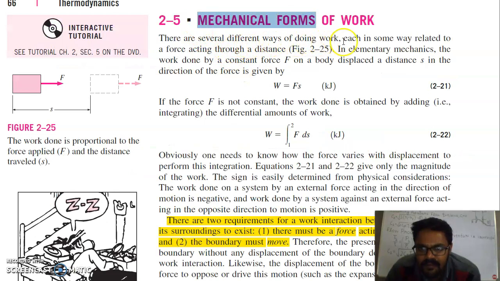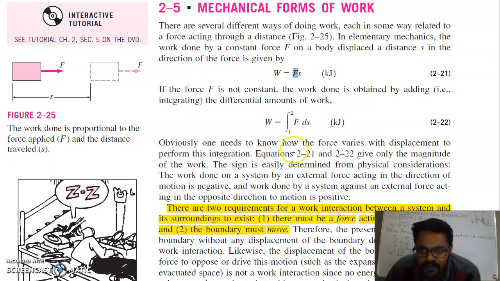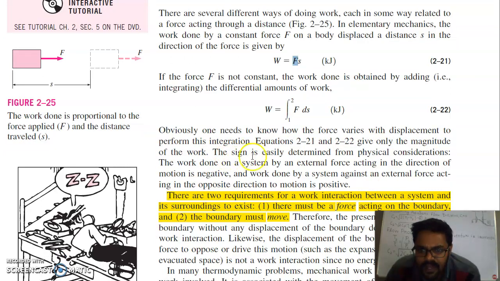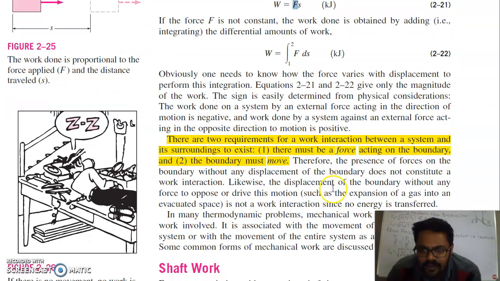There are several different ways of doing work, each in some way related to the force acting through a distance. Normally work is defined when you apply a force and an object moves by a distance, and the product is called the work. So work from 1 to 2 is force multiplied by the distance. Obviously one needs to know how the force varies with displacement to perform this integration. The sign is easily determined from physical considerations. The work done on a system by an external force acting in the direction of motion is negative, and work done by the system against an external force acting in the direction opposite to the motion is called positive.